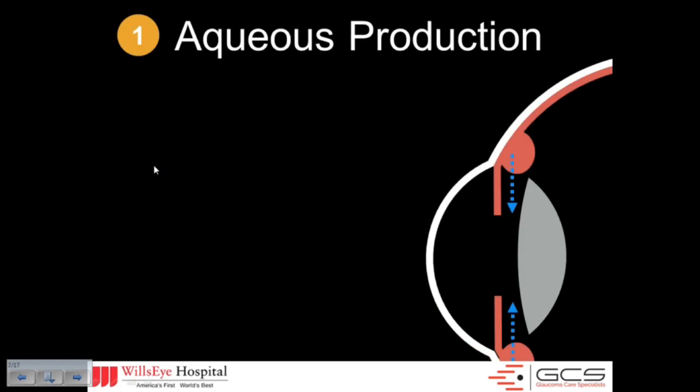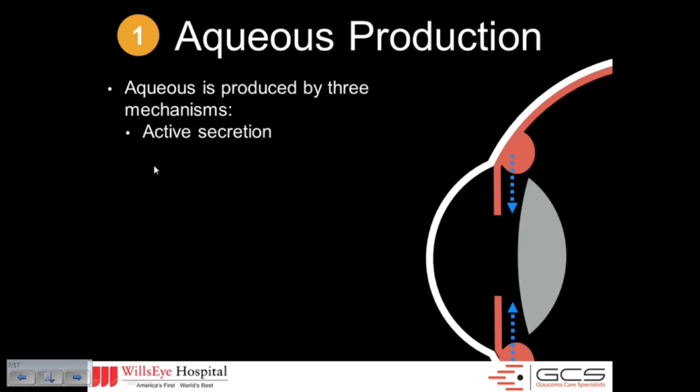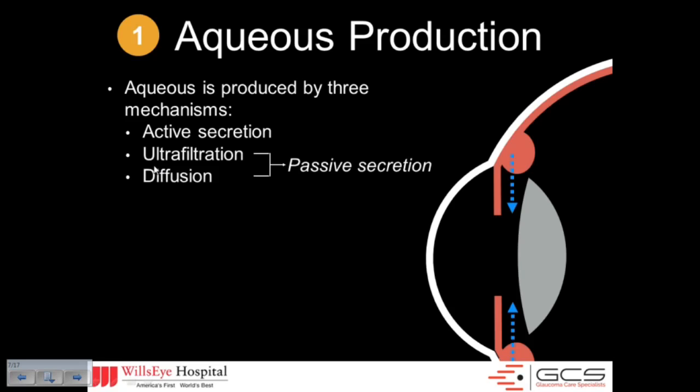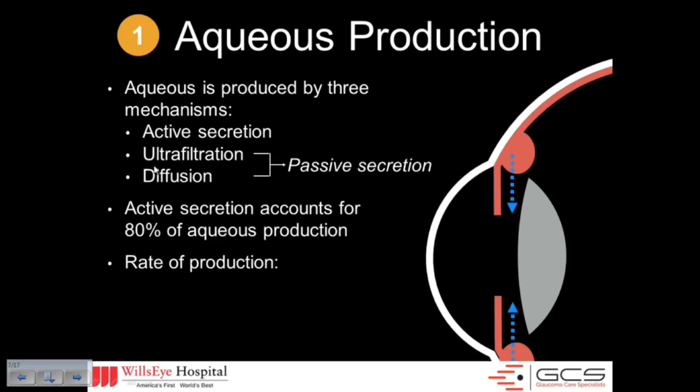So first, aqueous production. Aqueous is produced by three mechanisms. Probably the most important mechanism is active secretion, which basically means your eye is expending energy and working really hard to pump fluid into the eye. The other two are ultrafiltration and diffusion. These do not require energy, and they are what we call passive secretion methods. Active secretion probably accounts for about 80% of the aqueous production, and incidentally, this form of secretion is what we typically target with our medications and some of our surgical lasers.